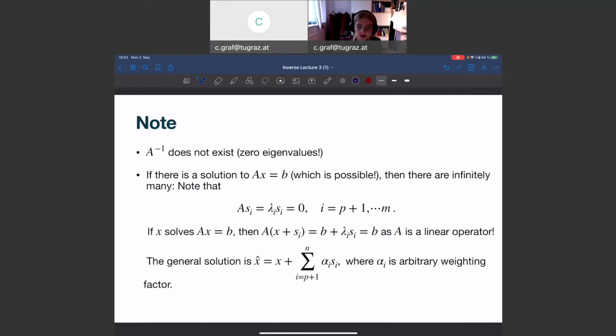So we can write down a general solution in this case, and we can define it as x, the one that solves the inverse problem, plus the sum from p plus 1 to n. Sorry, this should be m. With the definition we did, this needs to be an m. I'm sorry about that. But when you sum up here are the eigenvectors with an arbitrary weighting factor, because as soon as we have an eigenvector involved, we end up in 0.